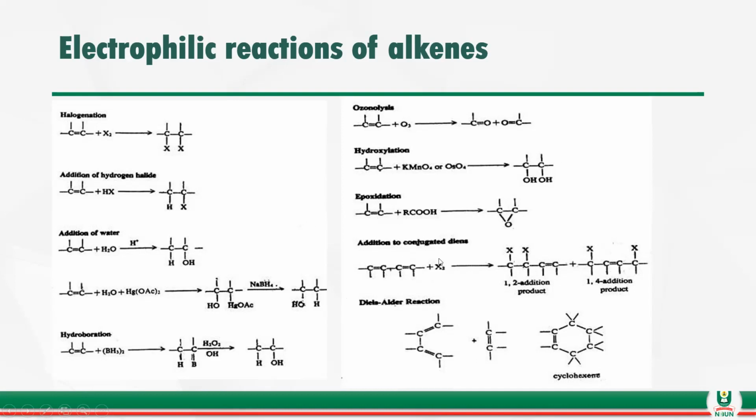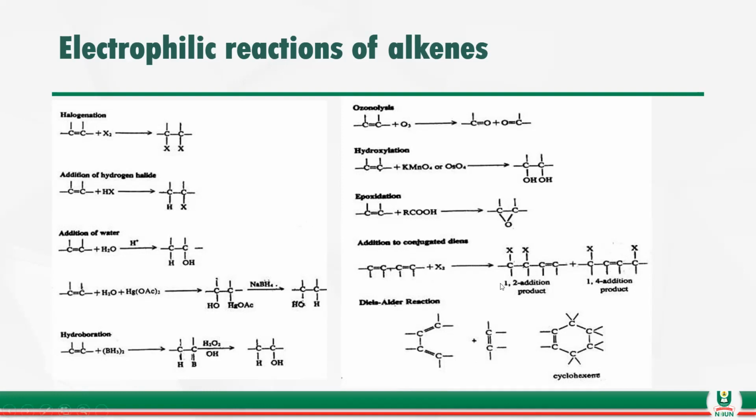Then we have addition to conjugated diene. So this is hydrogenation or halogenation, but instead of what we had here, where there was only one carbon-to-carbon double bond, in this other one, there are two carbon-to-carbon double bonds. And that will give us either 1,2 addition product or 1,4 addition product. We are still going to look at all of them in detail.